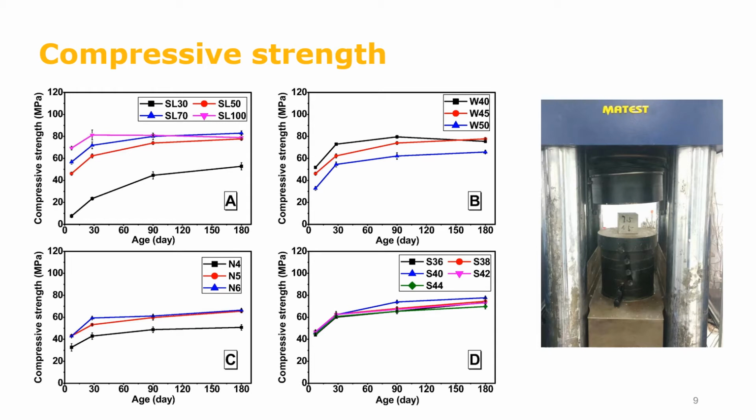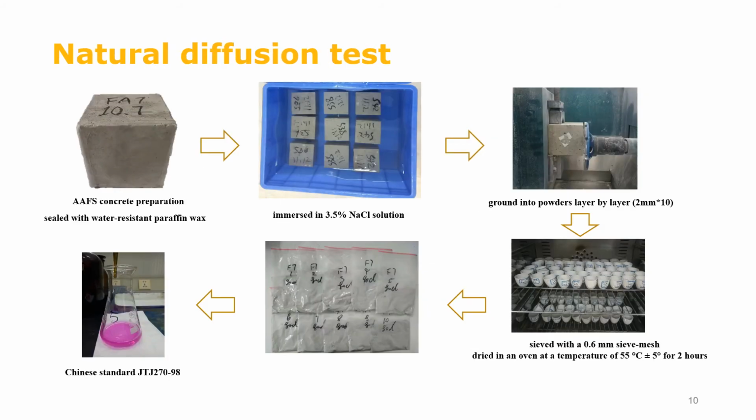megapascals at 28 days. The natural diffusion test was performed according to ASTM C1543. After curing for 28 days, the surface of the concrete was sealed with wax, and only the bottom surface was exposed to the testing solution. After that, those concretes were immersed in 3.5% sodium chloride solution for another 90 and 180 days to simulate the marine environment.